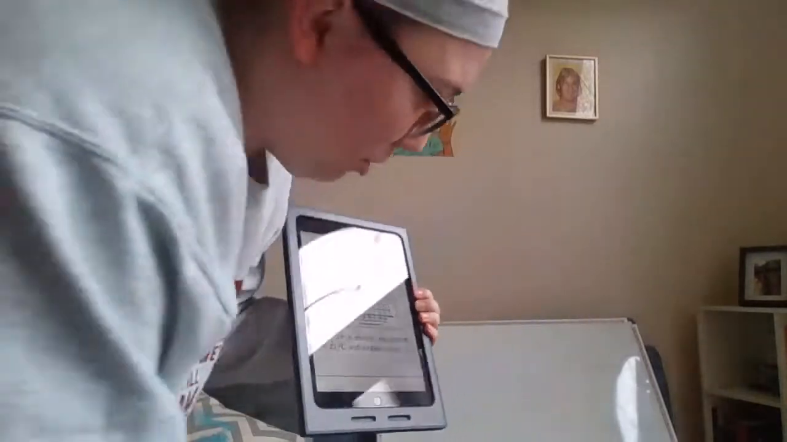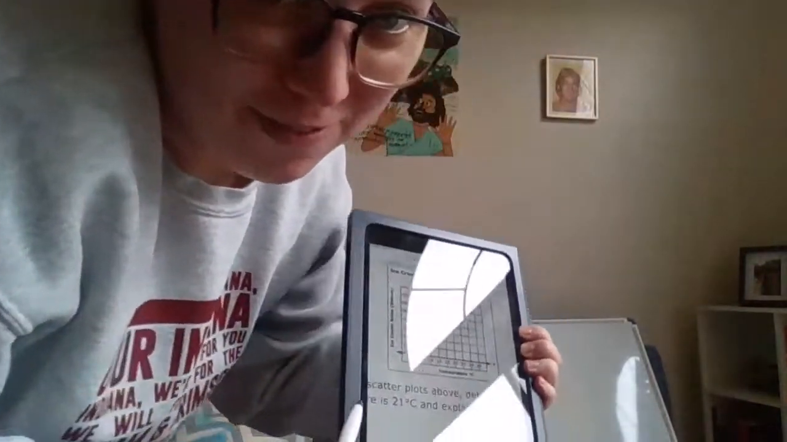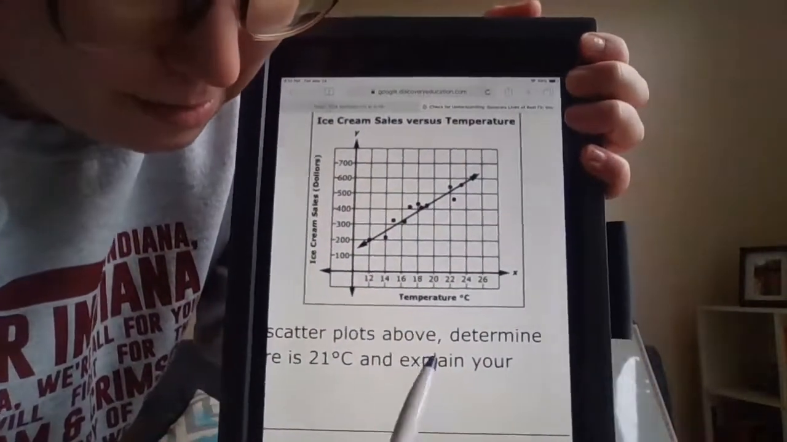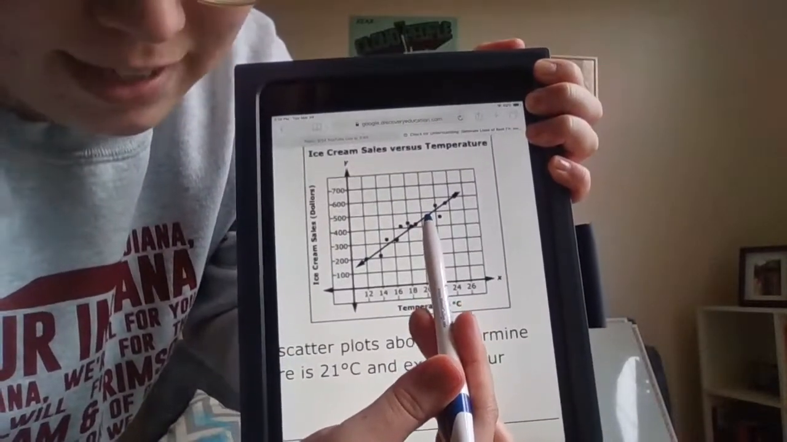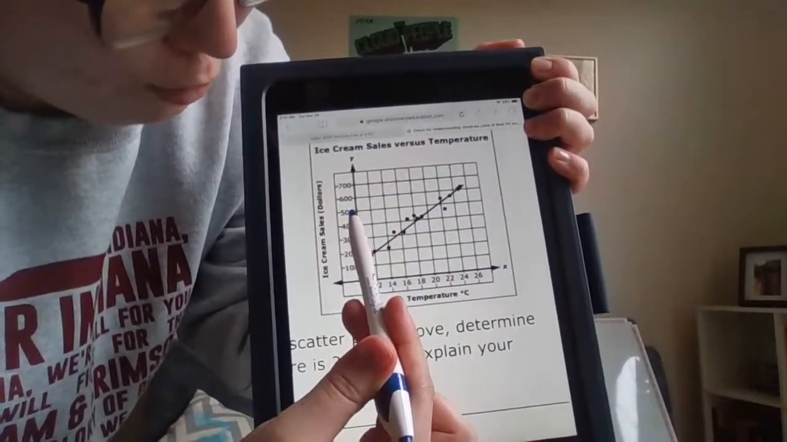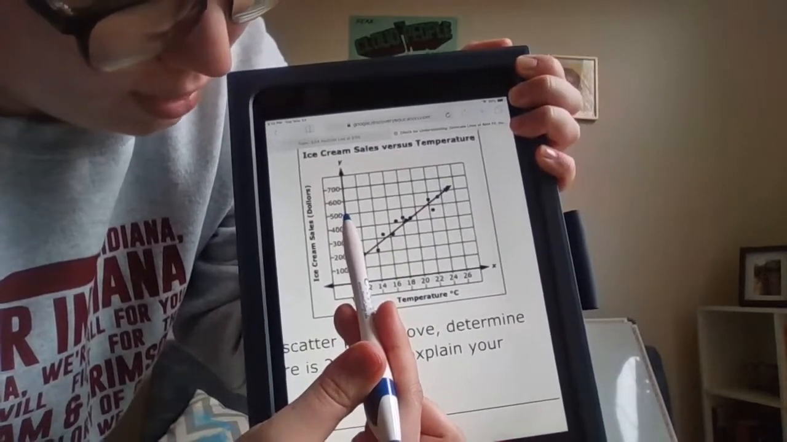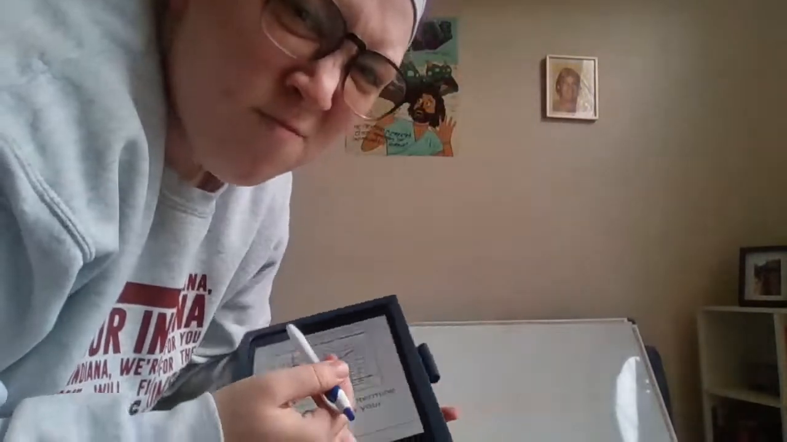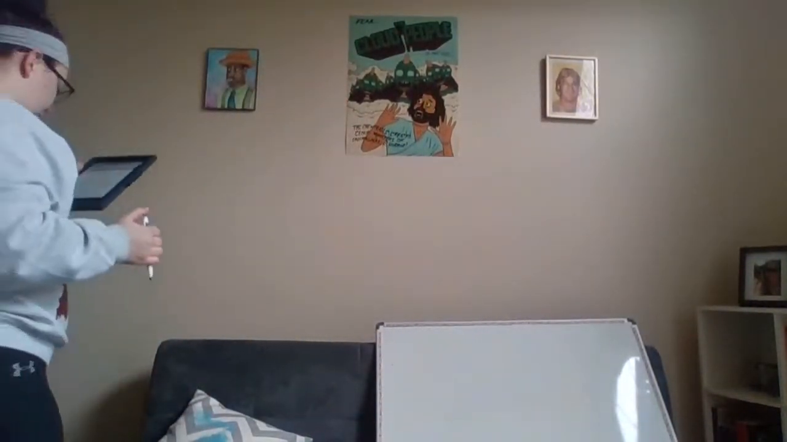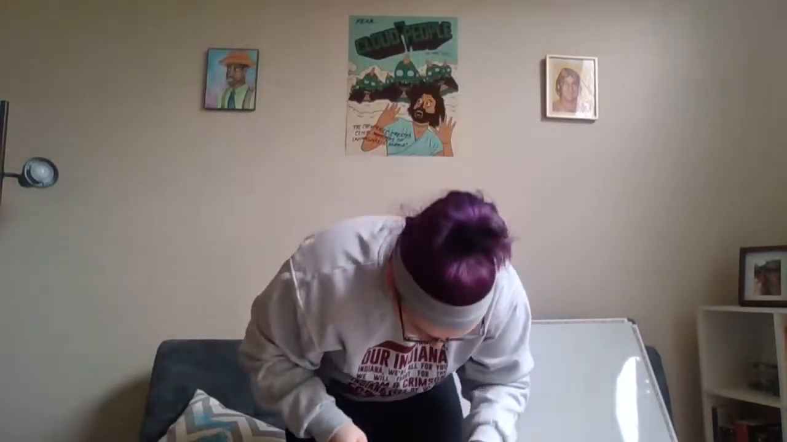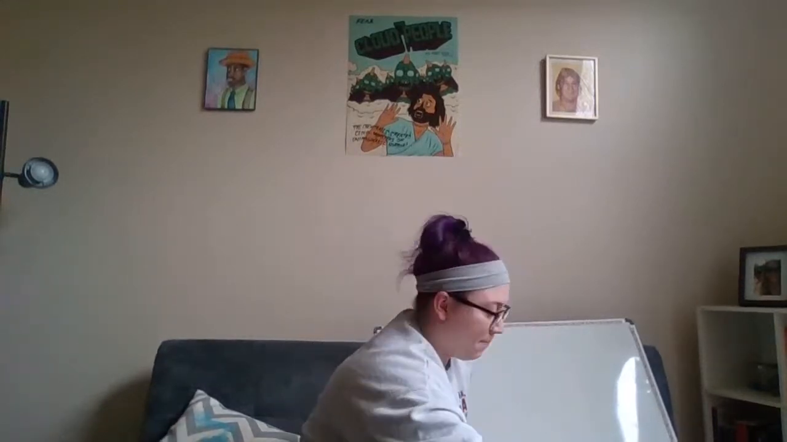But anyway, I'm going to follow with a pen because apparently my fingers just get in the way. So right here, 21, and you go up to the line and you look at what Y is doing. Y is really close to 500. So I'd say 475. So what it asks you is, using the data and the scatter plots above, determine the expected total ice cream sales when the temperature is 21 degrees. Explain your reasoning. We're going to do just that.